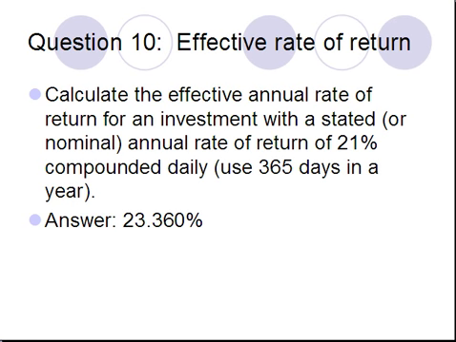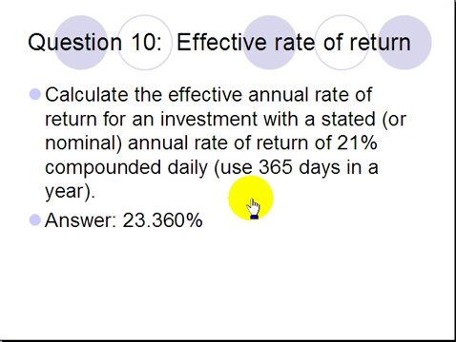In this problem, we're going to calculate an effective rate of return, which is another word for a compound rate of return. And in this case, we're going to assume that you have an annual rate of return of 21%, and we're going to compound that rate of return daily, so 365 times a year, and figure out what the effective rate of return is. So the more frequently you compound, the bigger the effective rate of return is.